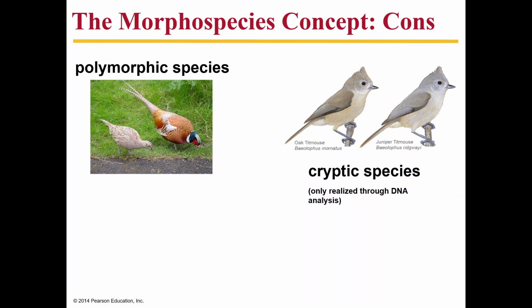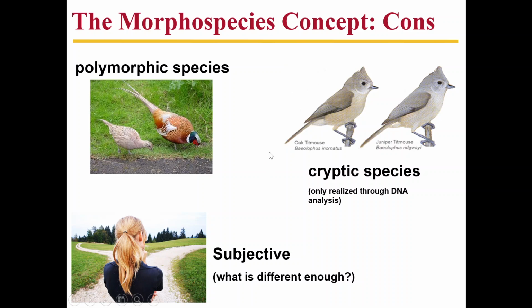And by just using the morphological species concept and not the biological species concept, you'd think they were the same because there's almost no difference. If you saw these next to each other, you would probably identify them as the same species. It was only realized through DNA analysis and recognizing that they never mated or created viable offspring.